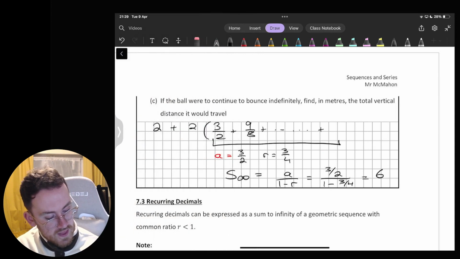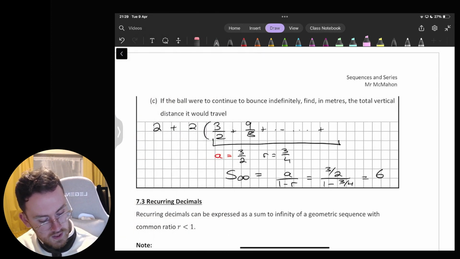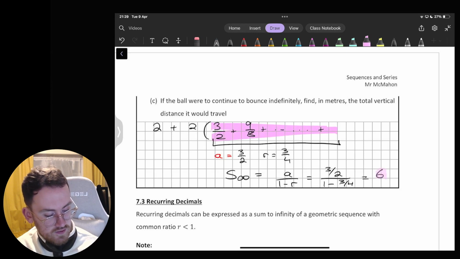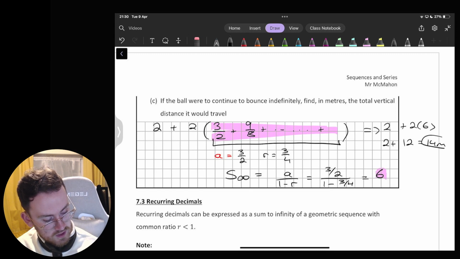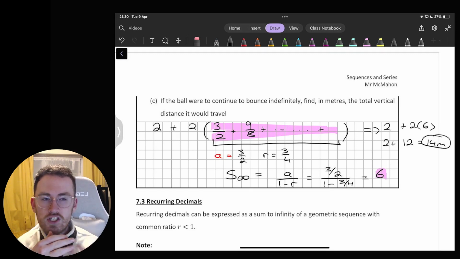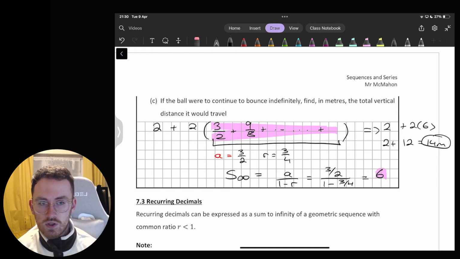6. Now that is just the answer for this infinite sum inside here. So to work out my overall answer, I need to do 2 plus 2 times 6, which of course is 2 plus 12, which is 14 meters. So if the ball bounces indefinitely, it should reach a total travel distance of about 14 meters. That's what the distance should approach. The key there is identifying that the summation we're looking at isn't actually the full question. It's only part of the question, the part inside the brackets, and then being able to relate that back to the rest of the question.